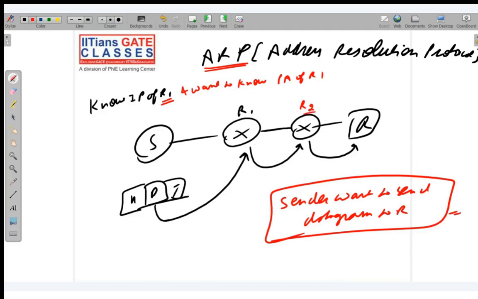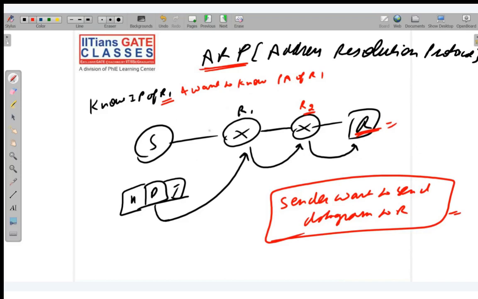Similarly, R2 knows the IP address of the receiver. That is very, very simple. How does it know? You can check it from the datagram itself. Both sender and receiver IP addresses will be there. So the R2 router knows the IP address of the receiver, but it does not know the physical address. So again, ARP will be used.